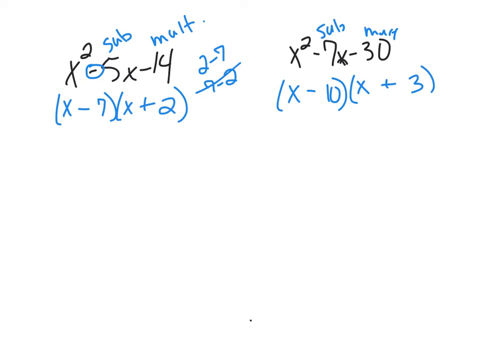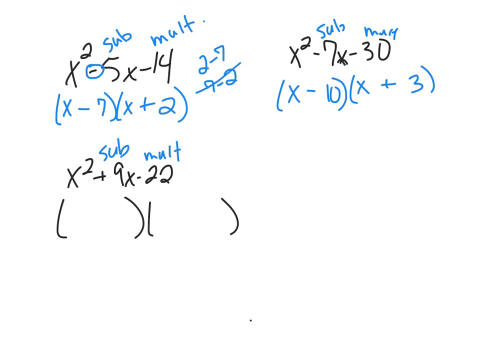All right, and one more example. Let's do x squared plus 9x minus 22. I need two numbers that will multiply to be 22 and subtract to give me 9, since that was a minus there. That's going to be 11 and 2. I need to get a positive 9, so plus 11 minus 2. Whichever sign you're trying to get when you subtract, that's the sign that your bigger number needs.